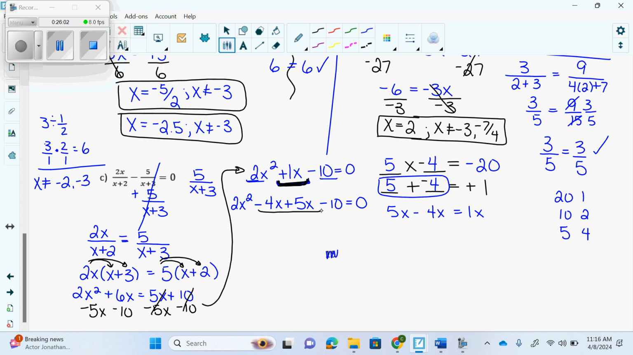Do we see what I did? Do you agree? I just took the 1x off the board and replaced it with negative 4x plus 5x because that is 1x. Did I do anything with the 2x squared? No. Did I do anything with the negative 10? No, because I didn't do anything with them. And then in grade 10, you learned how to group, because you learned grouping when there was 4 terms for decomp. So these group and these group.